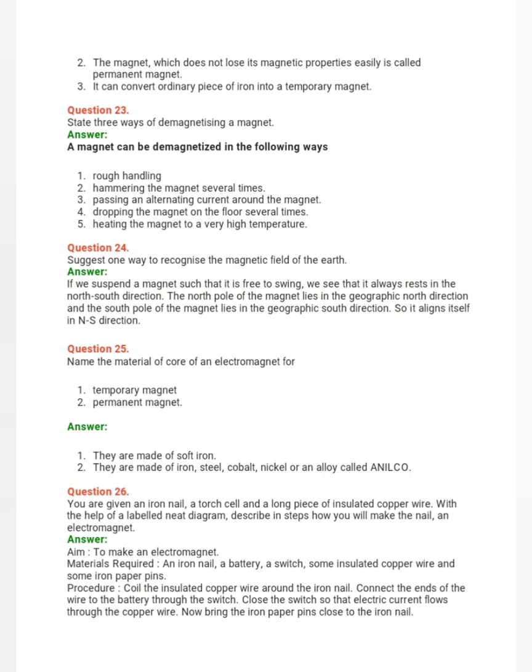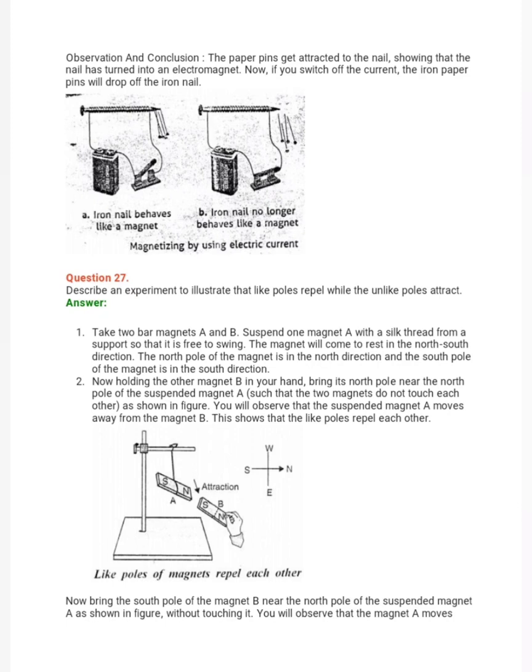Procedure. Coil the insulated copper wire around the iron nail. Connect the ends of the wire to the battery through the switch. Close the switch so that electric current flows through the copper wire. Now bring the iron paper pins close to the iron nail. Observation and conclusion. The paper pins get attracted to the nail, showing that the nail has turned into an electromagnet. Now if you switch off the current, the iron paper pins will drop off the iron nail. And here is the diagram: magnetizing by using electric current.